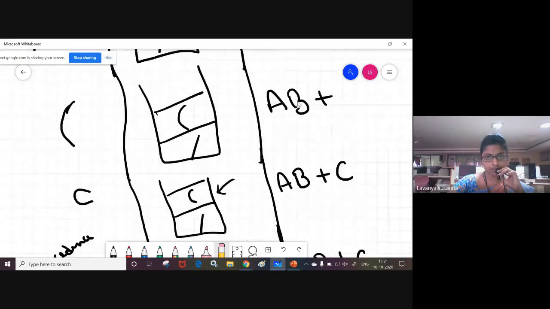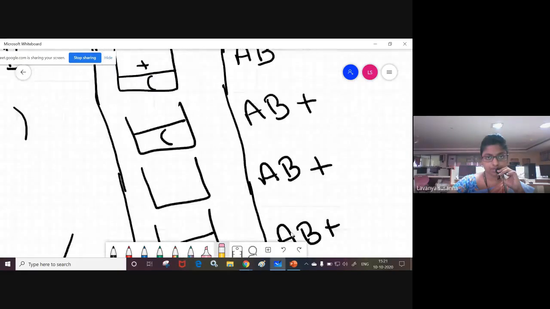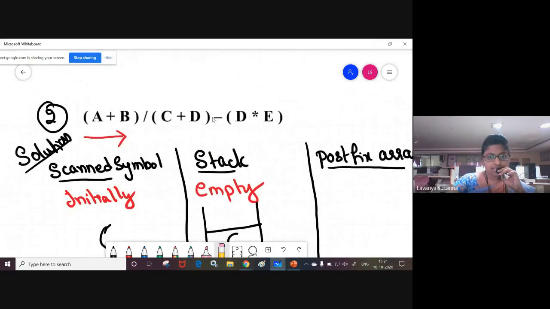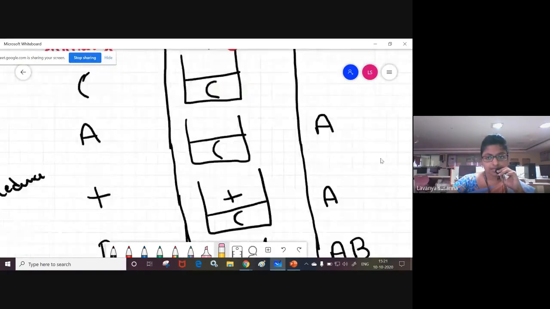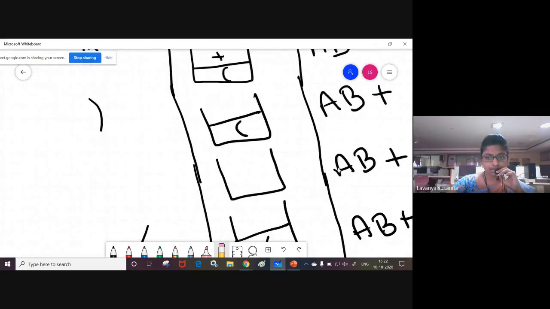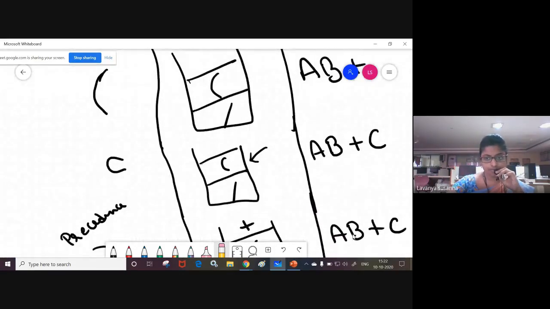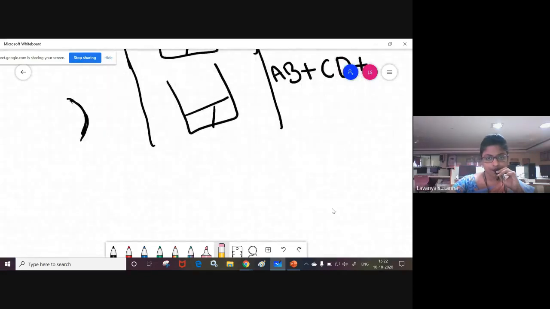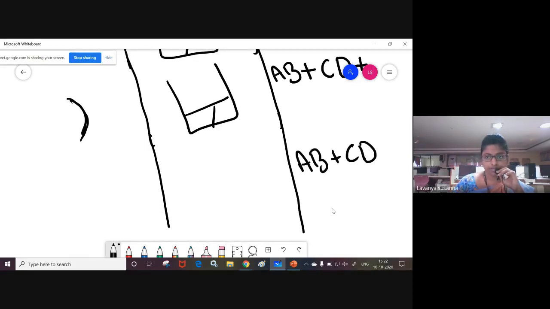Next, the open bracket is complete, the close bracket is completed. Next scanned symbol. What is the next scanned symbol? Minus. The next scanned symbol is minus. Now see here, write down the postfix array as it is, CD plus. Okay, the next scanned symbol is minus.